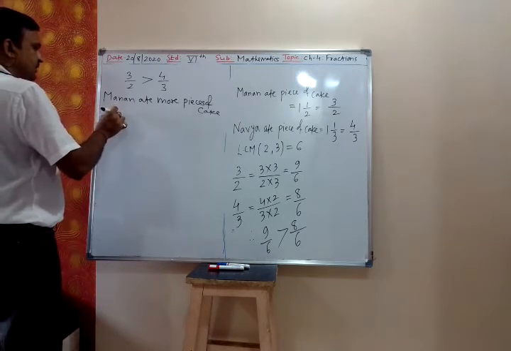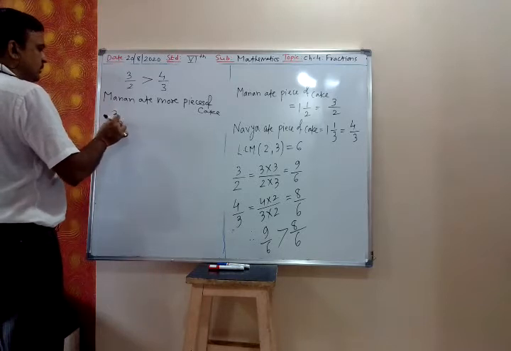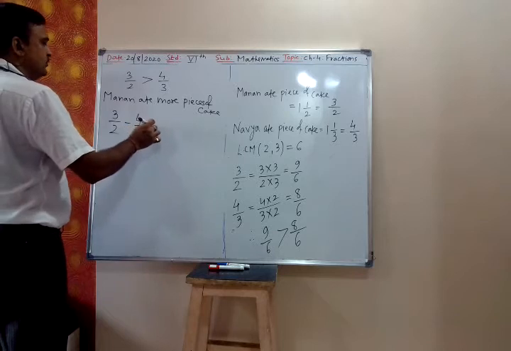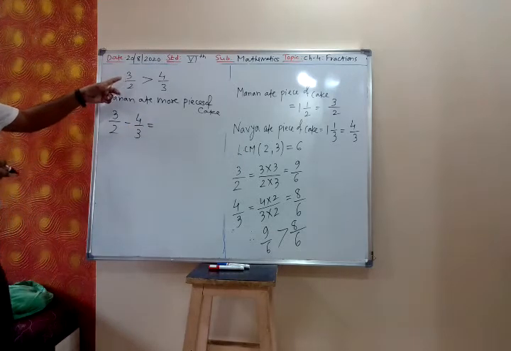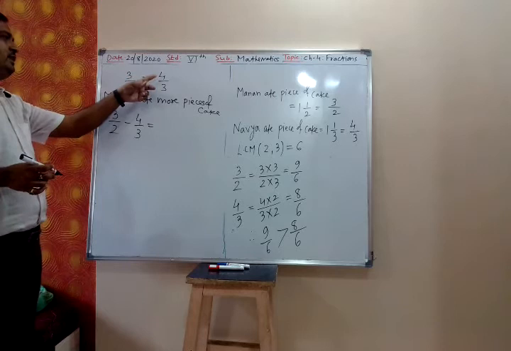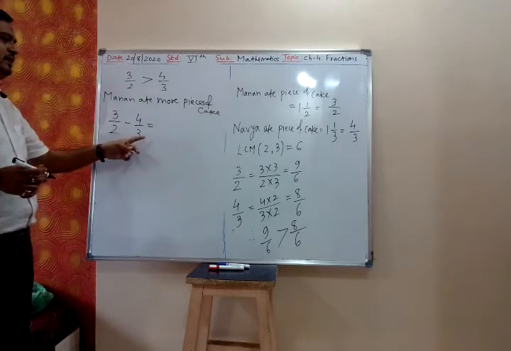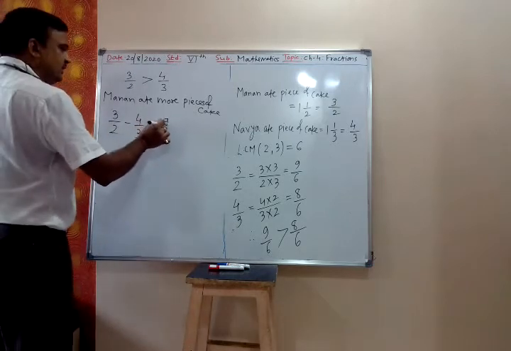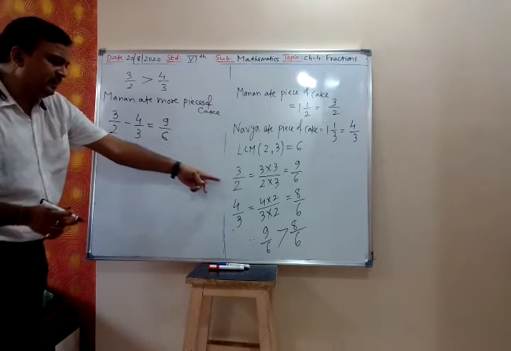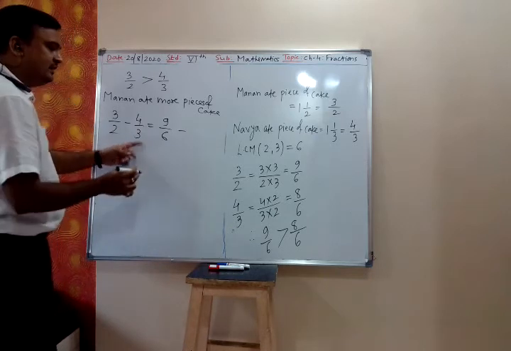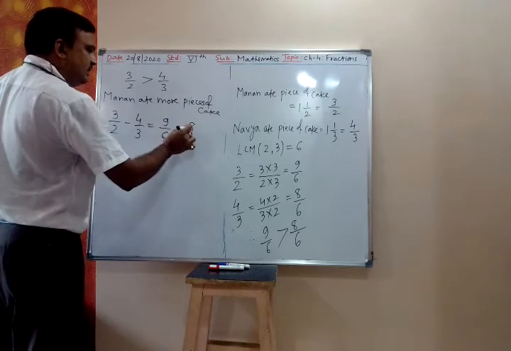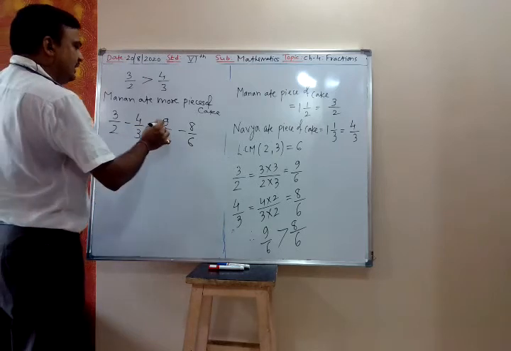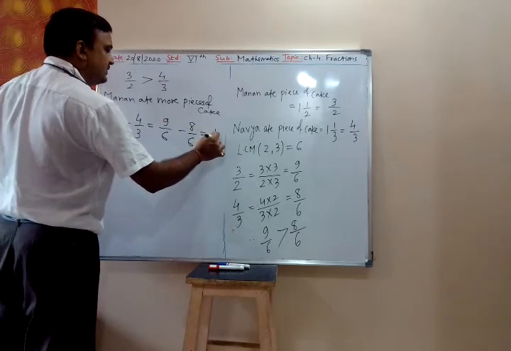So I will find 3/2 minus 4/3. We have to subtract bigger fraction minus smaller fraction. Now we have converted them already into like fractions. What is 3 by 2? 3 by 2 is same as 9 by 6. 4 by 3 is same as 8 by 6. Now they are like fractions. 9 by 6 minus 8 by 6. I can write 9 minus 8, 1 by 6.